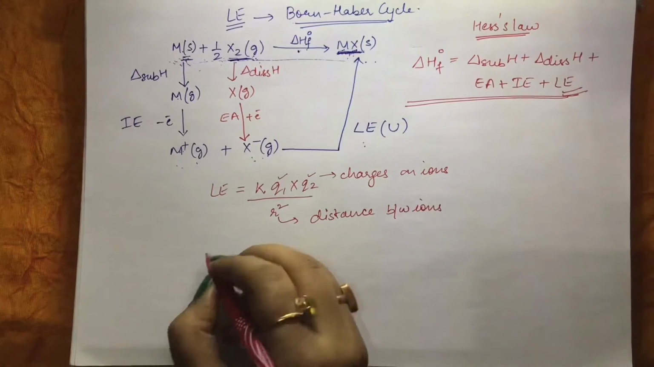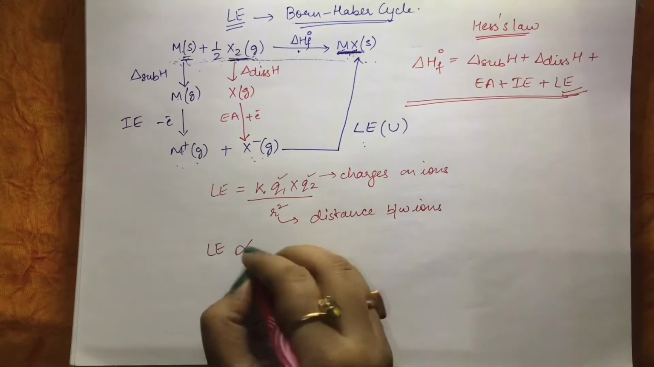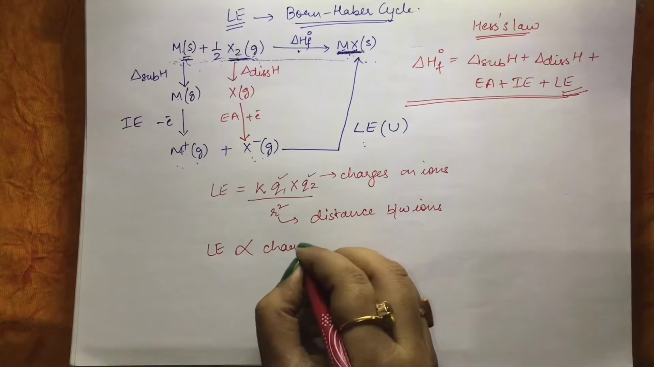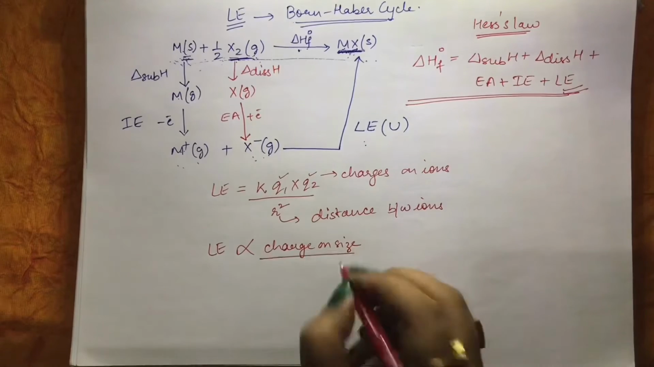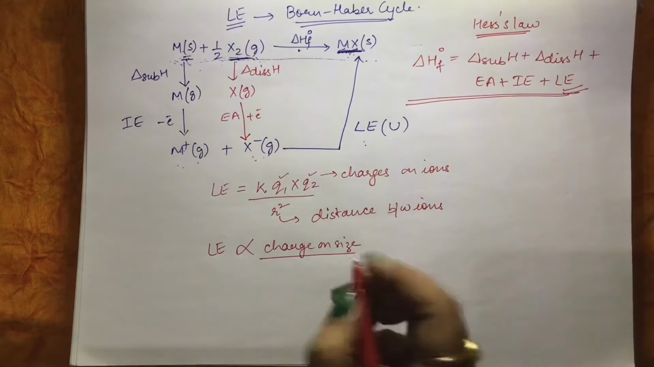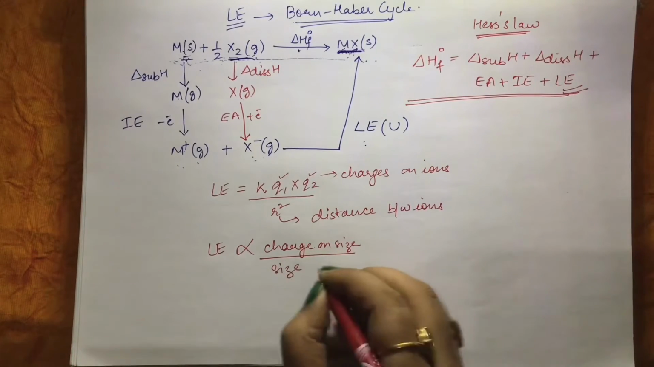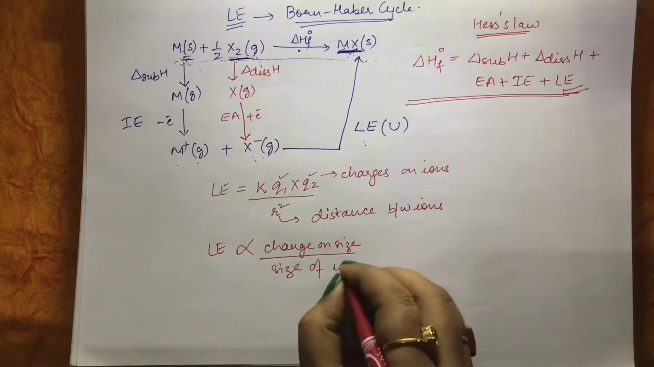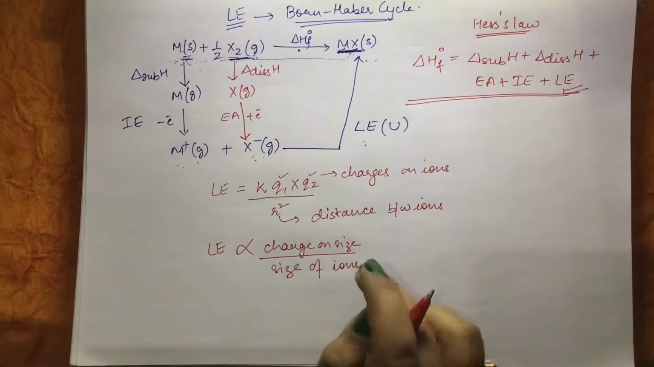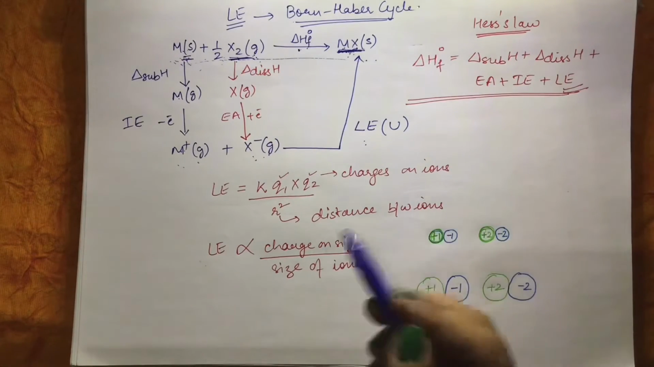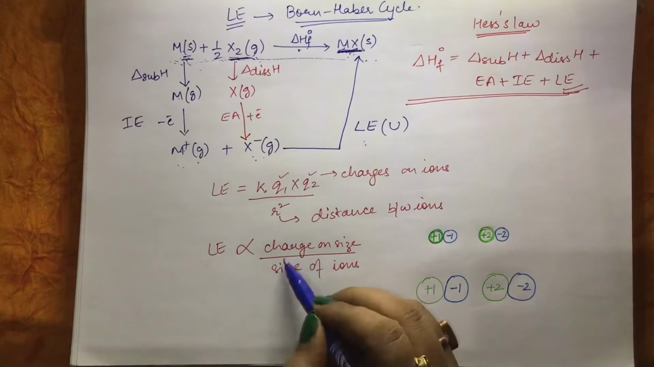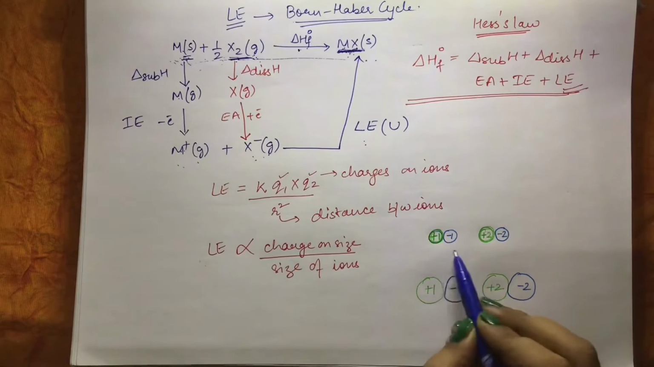So from here you can see that lattice enthalpy directly depends upon charge on ions and inversely depends upon distance between the ions, which is basically nothing but size of ions. ठीक है, so these are the two factors which are affecting lattice enthalpy. Now just to understand this effect of charge and size on lattice enthalpy, let us see here.